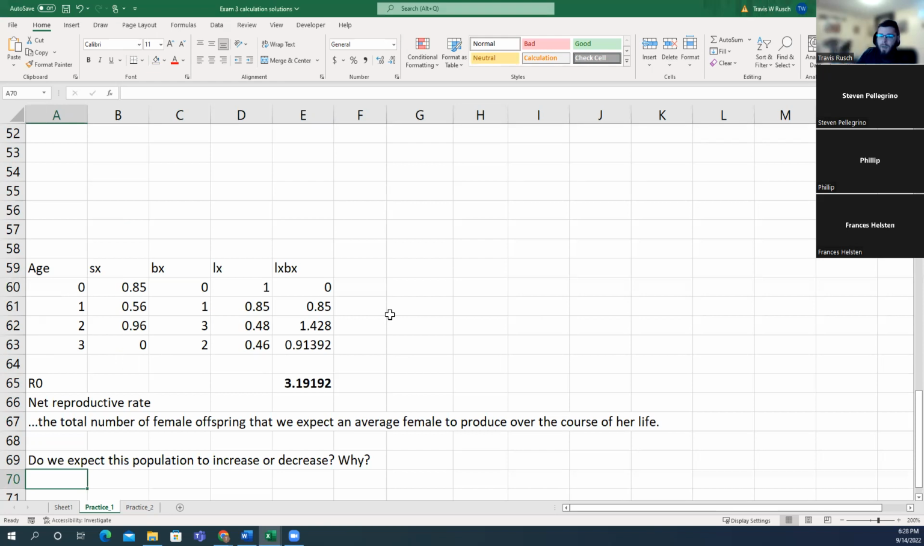Exactly, from the chat, somebody said it would increase because the value that we got for the net reproductive rate is above 1. So this female is more than replacing herself. On average, all the females are going to be doing that in this population, so it's going to be growing. Great, that was a good job. Everybody seemed to follow along. Are there any questions about these calculations that we did just now or what they mean?